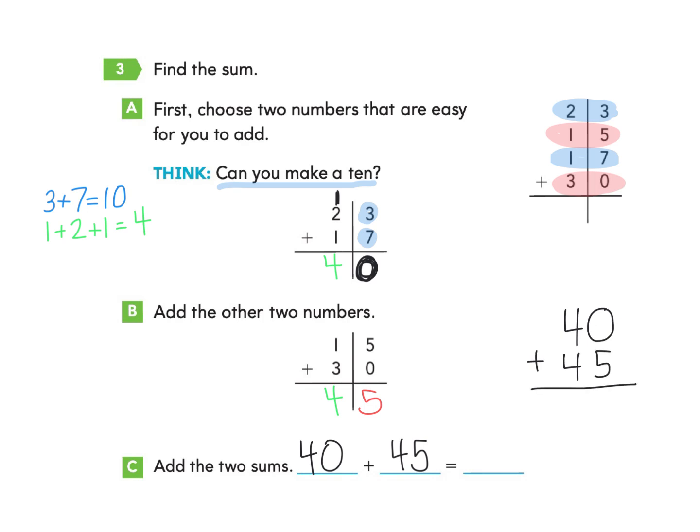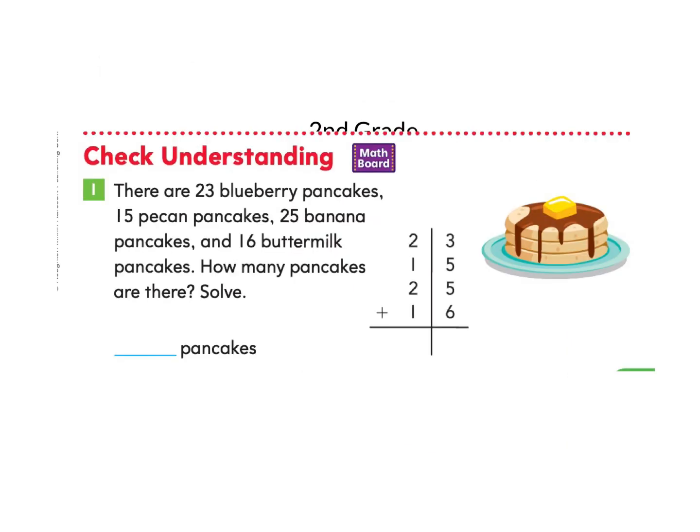You may want to pause and try this part on your own and come back, or you're welcome to follow along. I see here that 0 plus 5 makes 5, and 4 groups of 10 plus 4 groups of 10 make 8 groups of 10. So I have solved this problem. 40 plus 45 equals 85. Let's take a look at Check for Understanding.